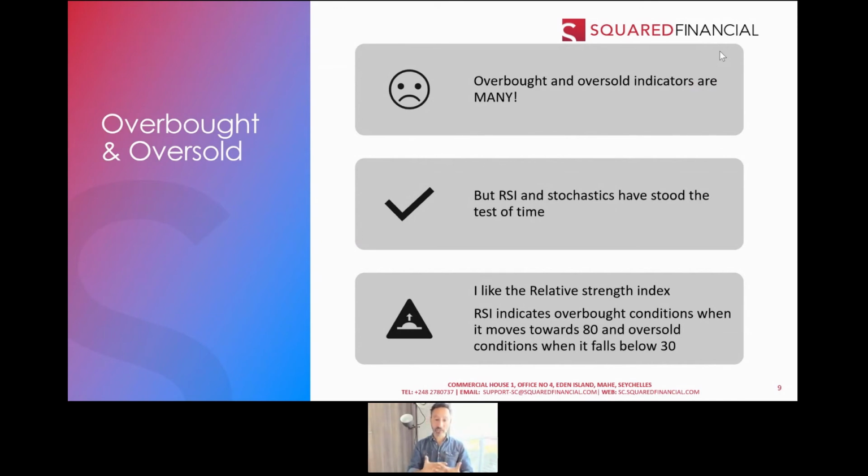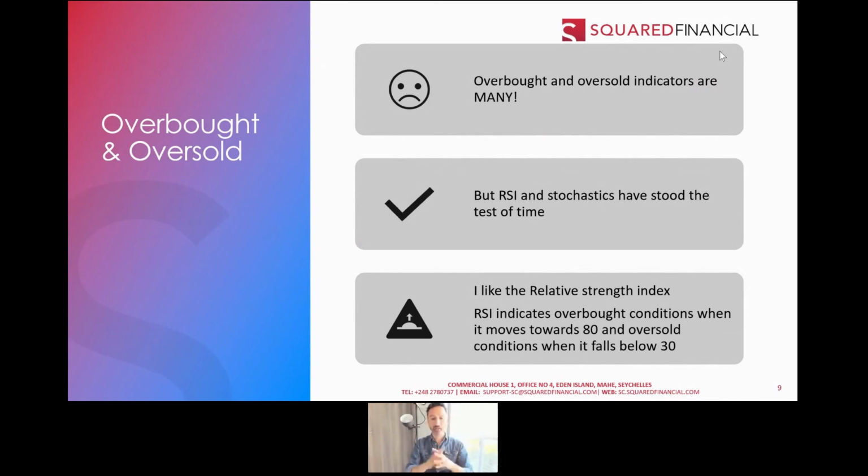I use the RSI, Relative Strength Index. I believe that the RSI and stochastics have stood the test of time. I've tried to use many, but I saw that a lot of the overbought, oversold indicators work, but then all of a sudden they stop working. And then you're confused. What do you do? I remove them. So the RSI and stochastics have worked for me more often than others, so I use them a lot.